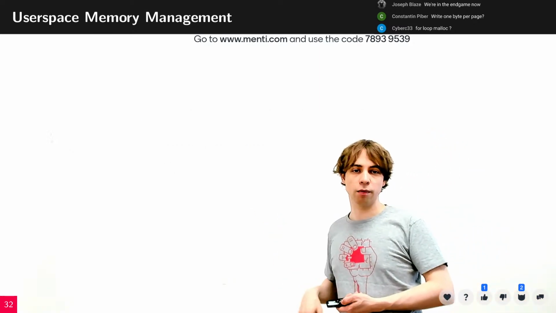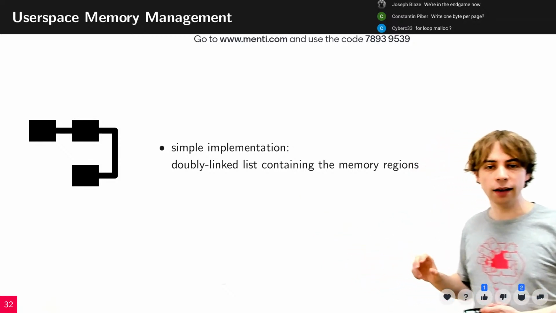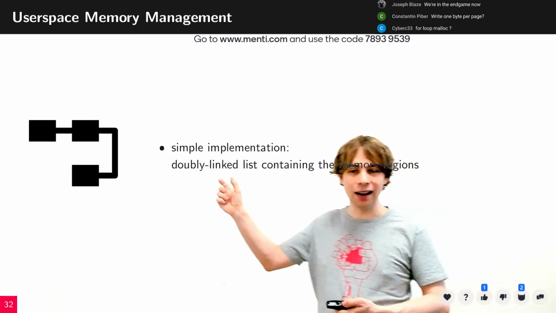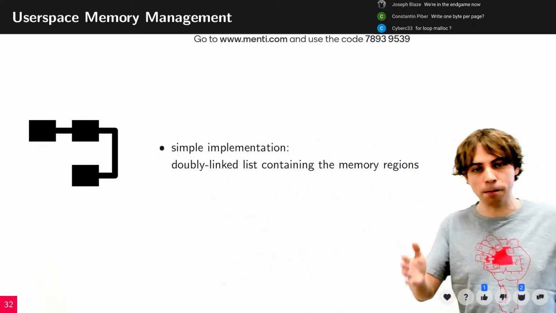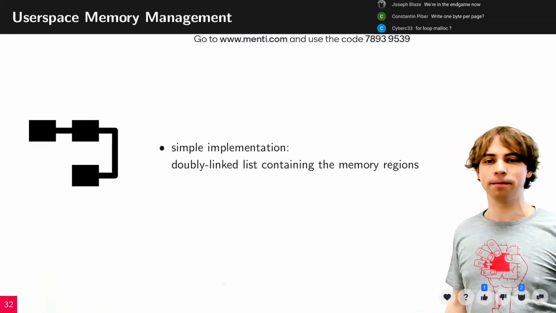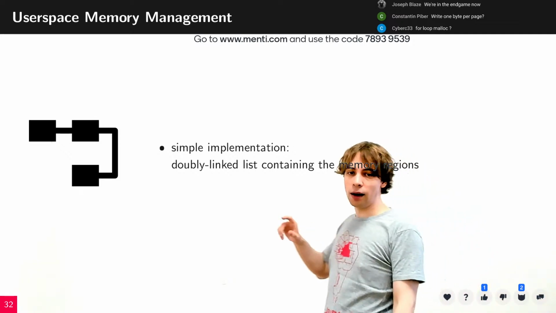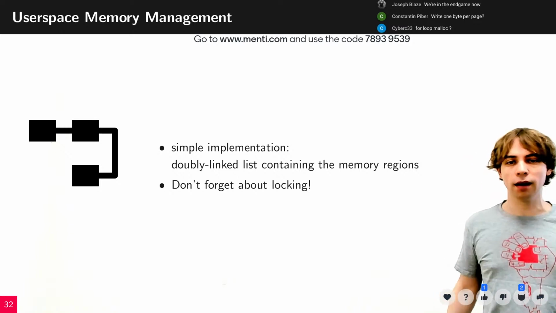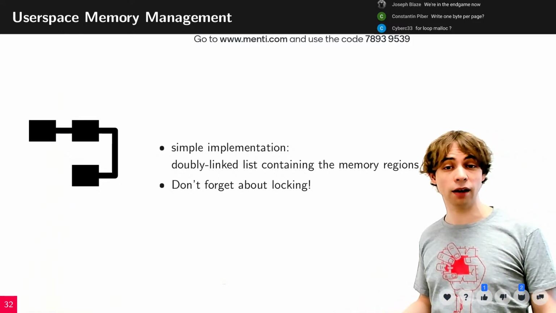Yeah, brk and sbrk are used here. A very simple implementation will use a doubly linked list, and these elements in the list will contain the actual memory regions. So it's a struct plus some payload for the data. Here again, something that we didn't check in SLP, I think, was locking. You have to make your malloc implementation thread safe. So this is something that you might have to add.